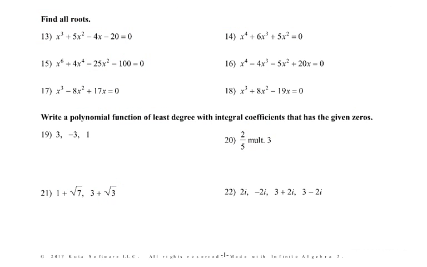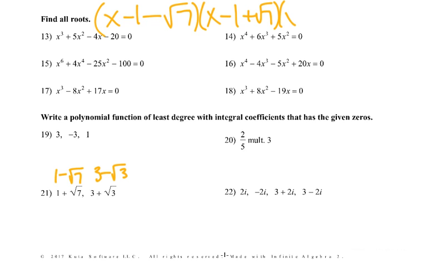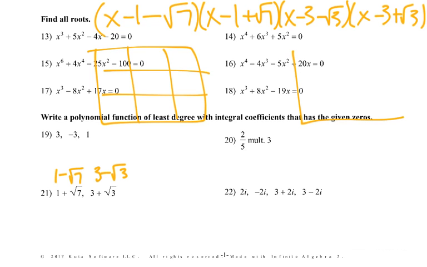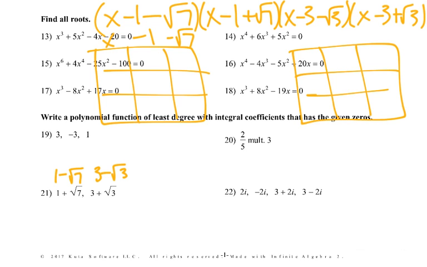Alright, now 21 and 22, when we're dealing with radicals and imaginaries, remember we always have the opposite version going on. So I've got x minus 1 minus square root of 7 times x minus 1 plus the square root of 7 times x minus 3 minus the square root of 3 times x minus 3 plus the square root of 3. So these ones, it's often a good idea to use the area model just to help you keep things in track. So x, negative 1, negative square root of 7, x, negative 1, positive square root of 7.